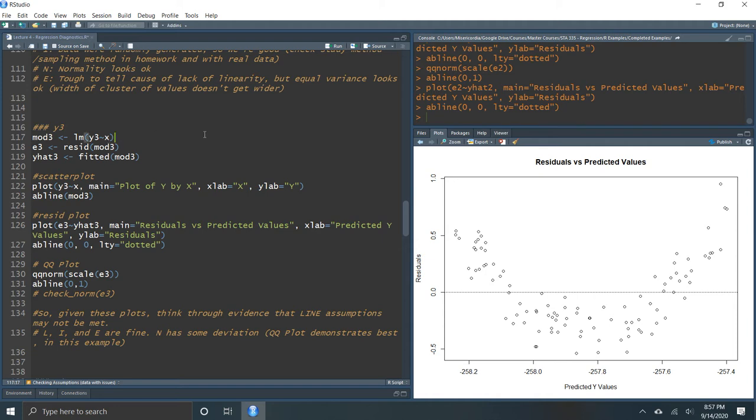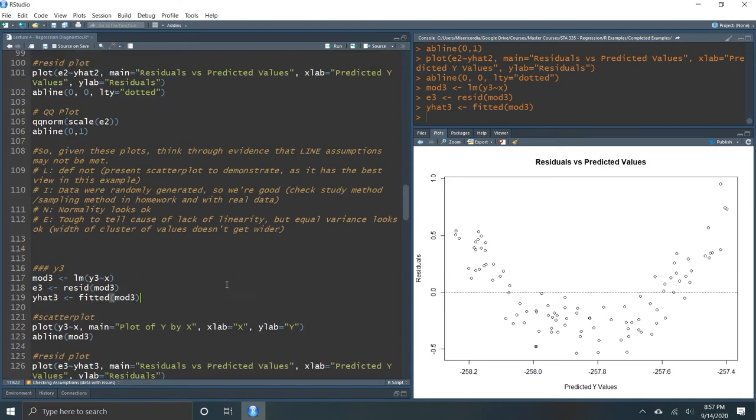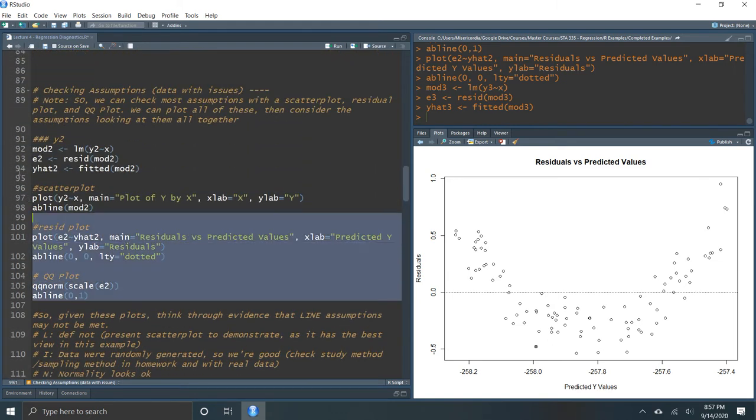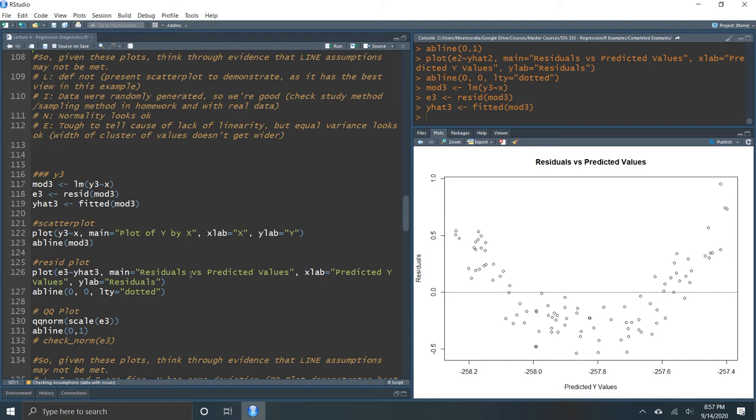All right, let's look at y3. So I'm going to run the model, fit the residuals, and fit my predicted values. Now, if you're typing along, you could just take all of this, copy and paste it down below, and do a find and replace for the number 2 to make it the number 3. I will freely admit that's what I did when I was making this sheet for us to walk through, so that would absolutely work.